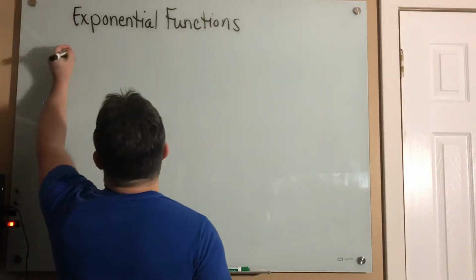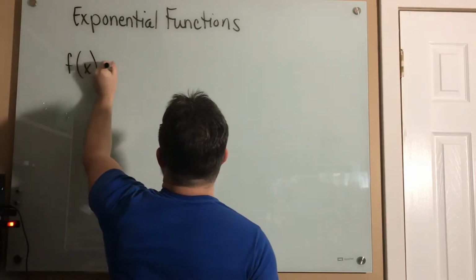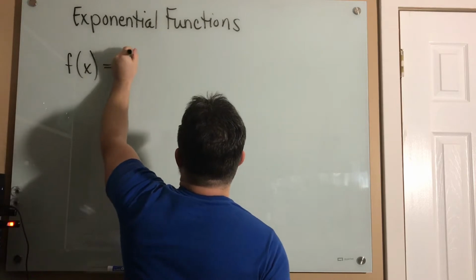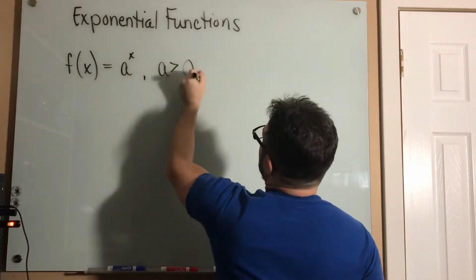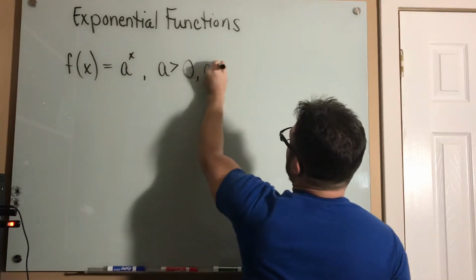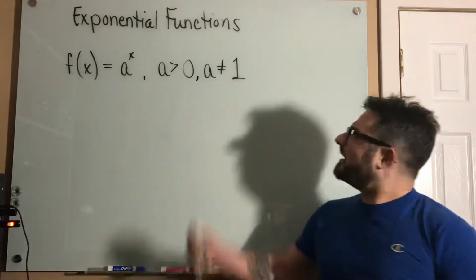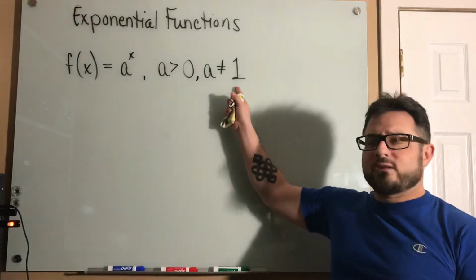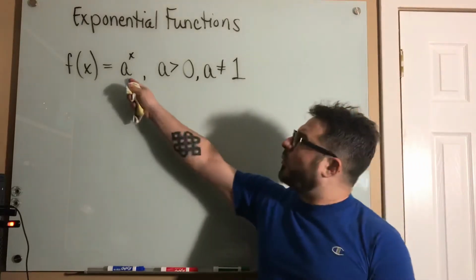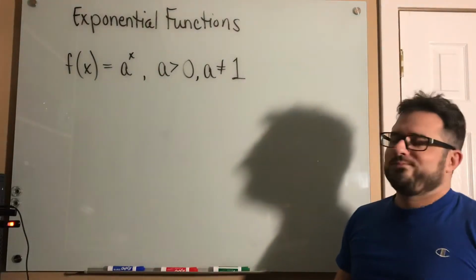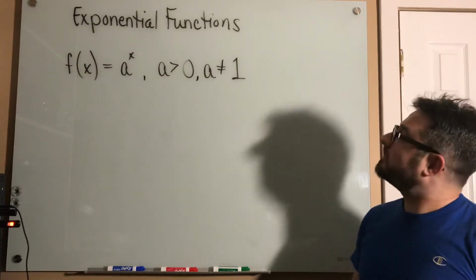But remember that an exponential function is of the form f of x equals a to the x, where a has to be some positive number and not equal to 1. So the not equal to 1, I hope should be fairly obvious, from having done these in pre-calculus. 1 to any power is always 1. So it's kind of boring because it's just a constant function.